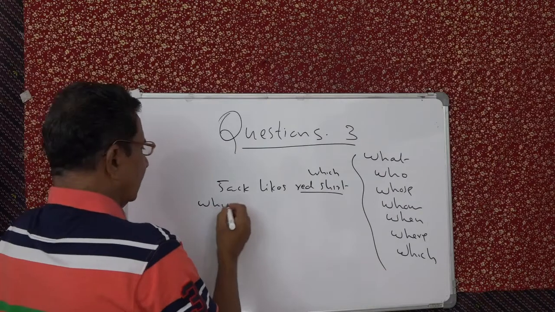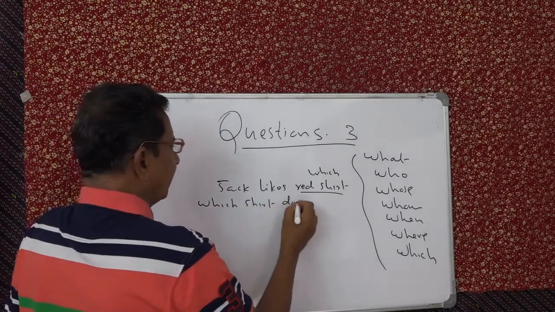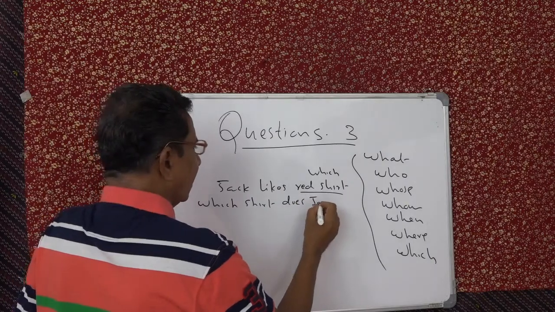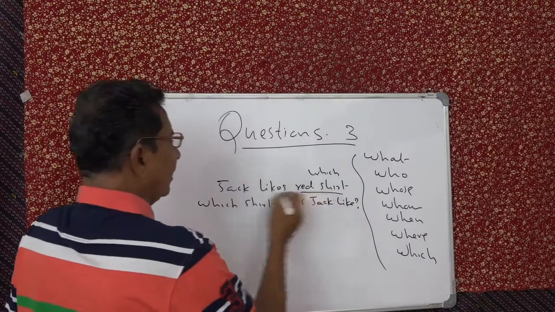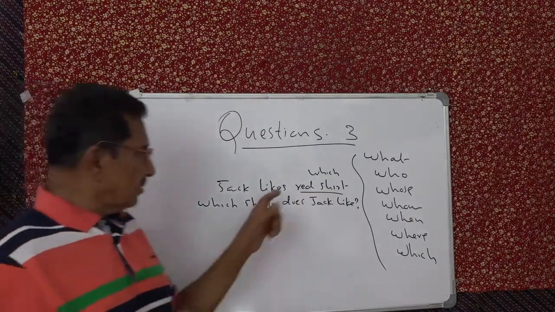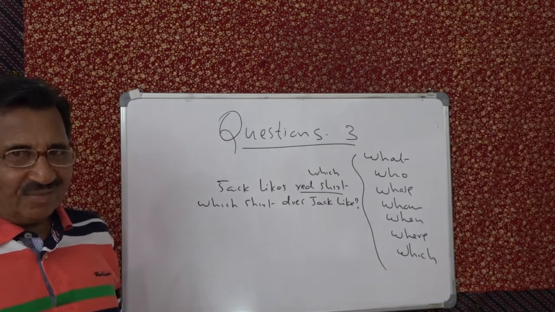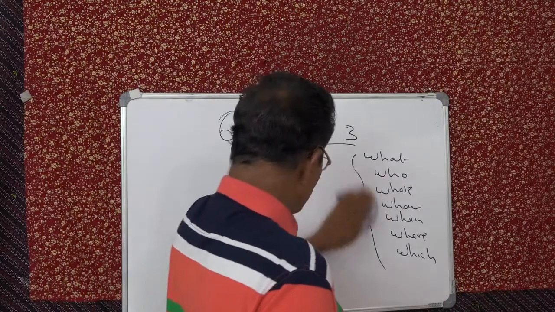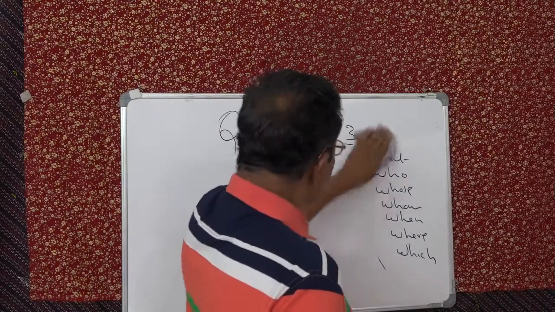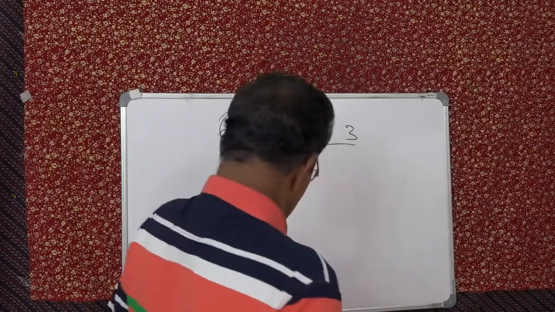Which shirt does Jack like? Not likes. Because here, remember that we have shifted the tense marker to this place. So we have done so far. Very nice. Any doubt regarding this? Which means you are just identifying choice. Which one? Identifying. Understand that?